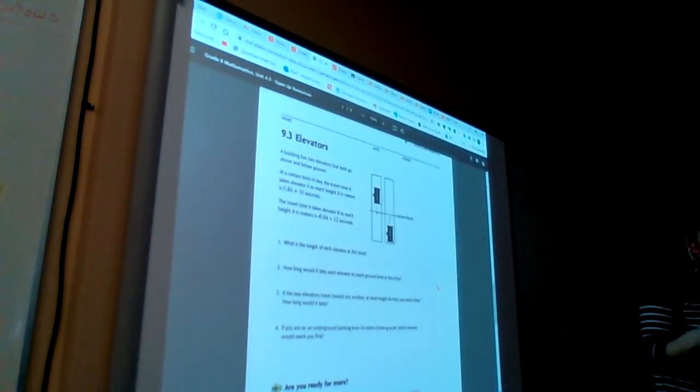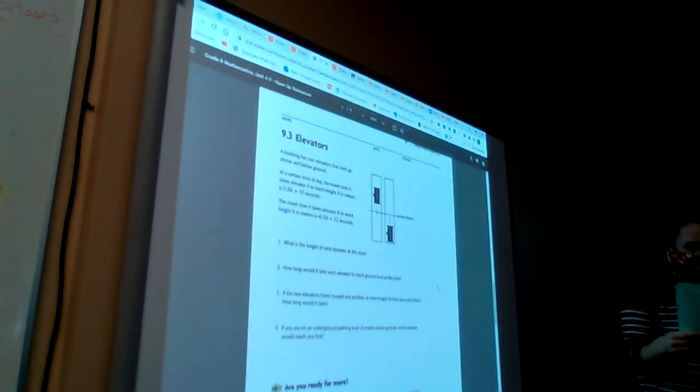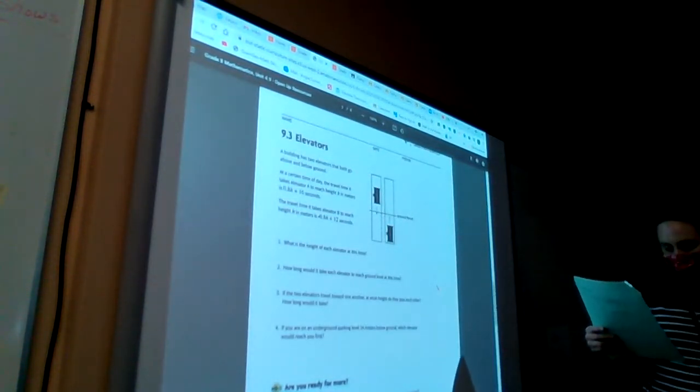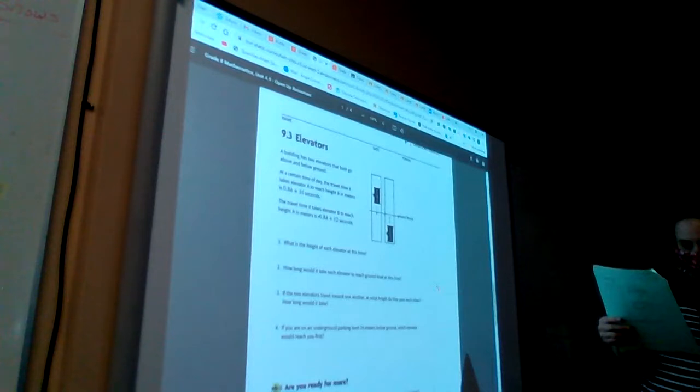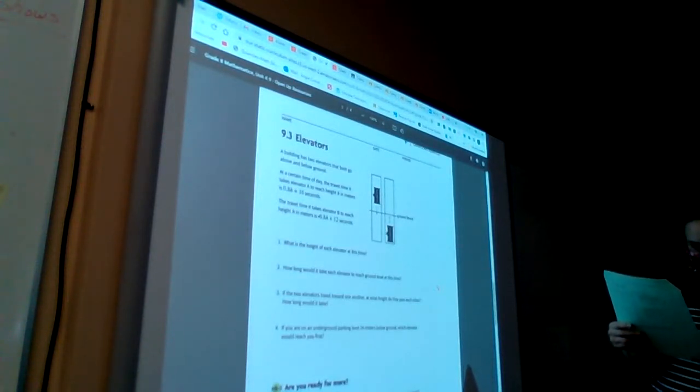Number one says, what is the height of each elevator at this time? But how do we know? Because it's not giving us a specific number. Are we supposed to guess? They don't have the time.